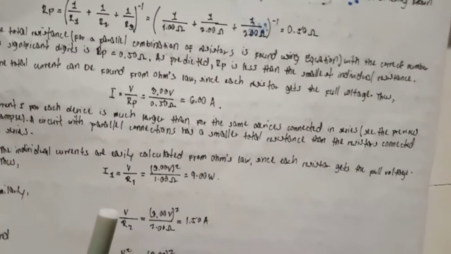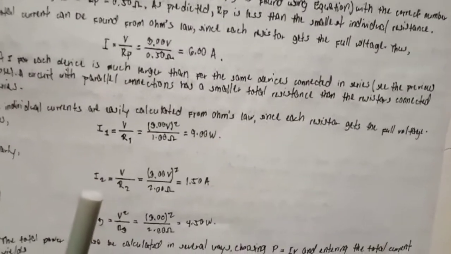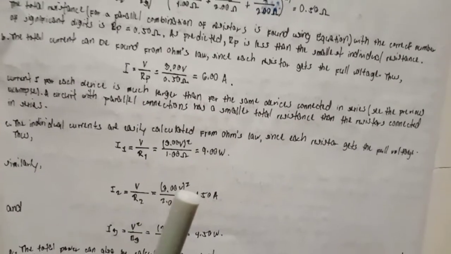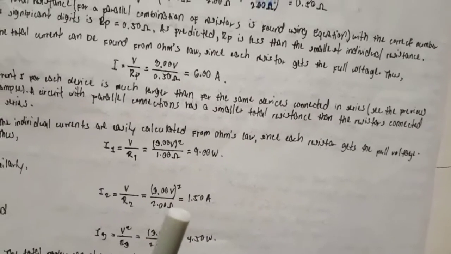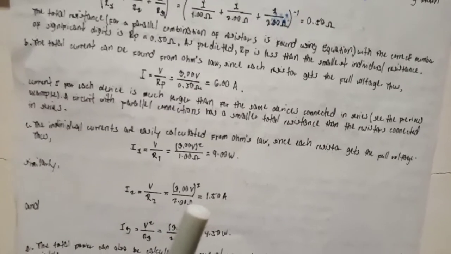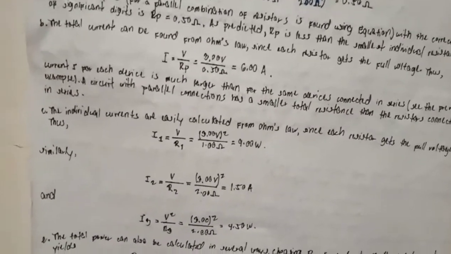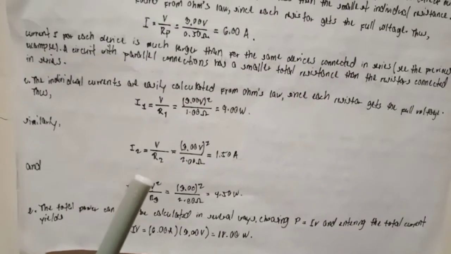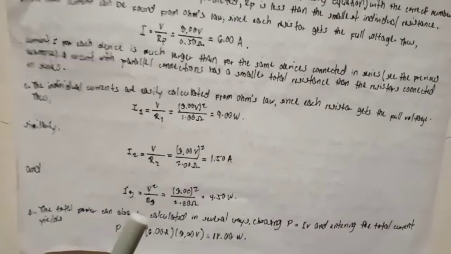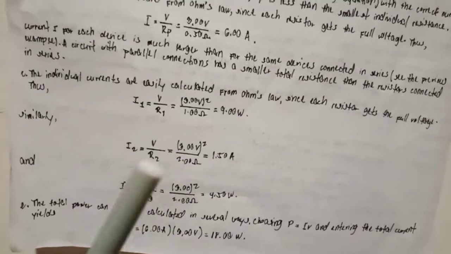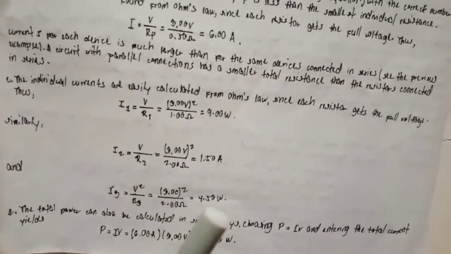Similarly, P sub 2 is equal to V squared over R sub 2 is equal to 3 volts squared over 2 ohms. Then the answer is 4.50 watts. And P sub 3 is equal to V squared over R sub 3 is equal to 3 squared over 2 ohms. So the total is 4.50 watts.